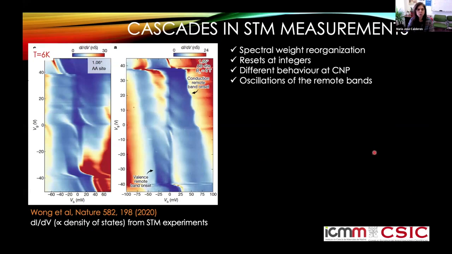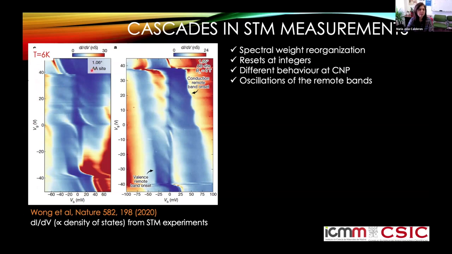Later in 2020, these beautiful experiments and other related ones showed that there is a strong reorganization of the spectral weight that you can see here. So here in horizontal is a bias voltage that allows you to explore from zero, which is the chemical potential. You can explore the spectrum, the energies of the bands, and in vertical, we have the gate voltage that allows you to change the filling of the bands, the doping.